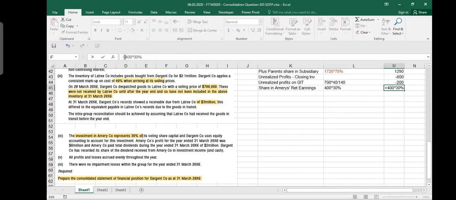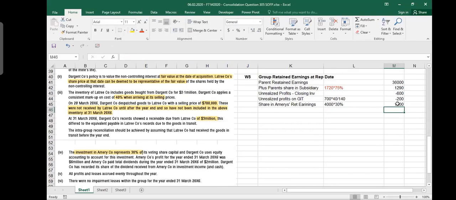From 4 million, you are taking 30%, and this should be 4 million. So with 3 zeros, we should be doing it. It's with millions, it's not 400,000. It is not this, it is 4 million. And this should be a positive number. So I think that's all.